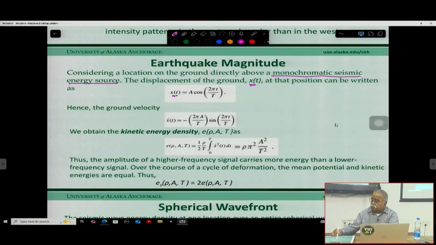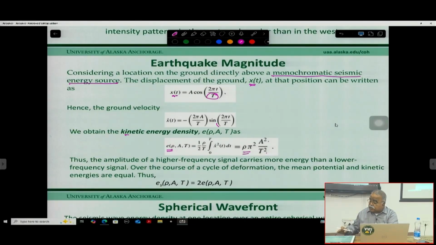So that is your x cos omega t, whatever you call it. So t is the time period. So the ground velocity will be equal to minus 2 pi a sine 2 pi by T, right? If you take the kinetic energy density, that is half into rho into x-dot square, so this is the velocity square over a time period of T. If you can do that, then the kinetic energy density will be equal to rho into pi square a square by T square, right? So that's it.